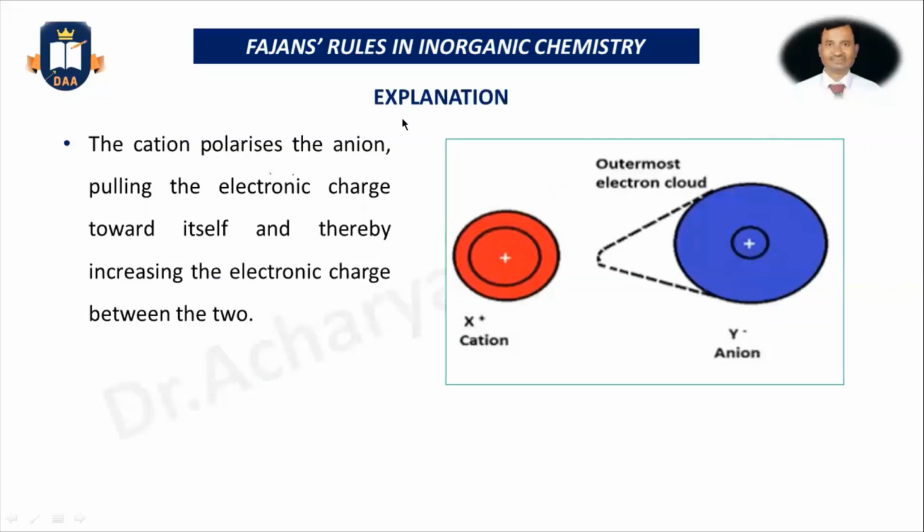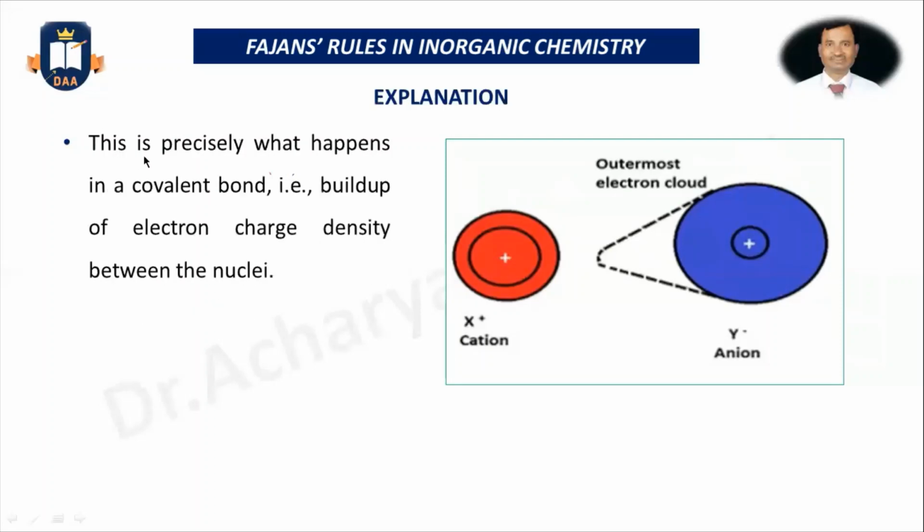Now the explanation. The cation, this is the cation, polarizes the anion, pulling its electronic charge. You can see it is pulling the electronic charge, that means the outermost electron cloud, towards the cation, and thereby increasing the electronic charge between the two. This is precisely what happens in a covalent bond, that is, a build-up of electron charge density between the nuclei.